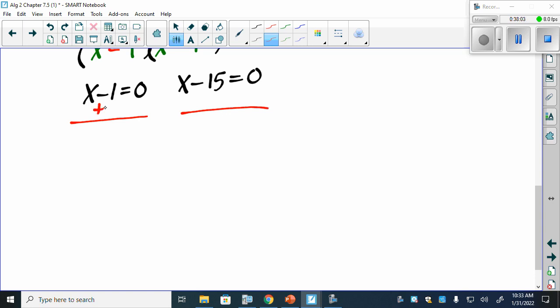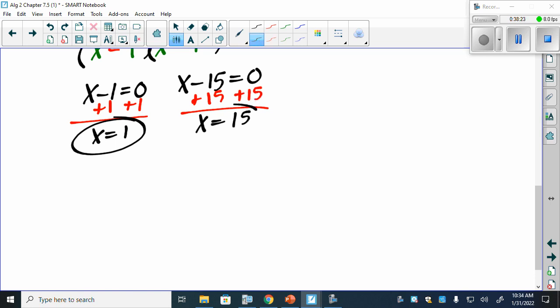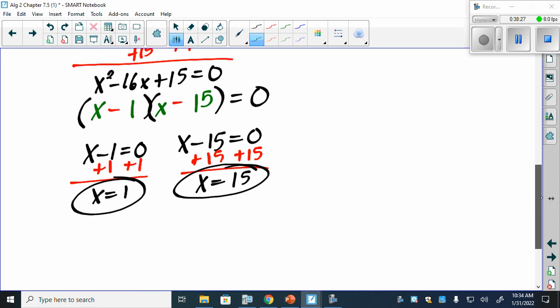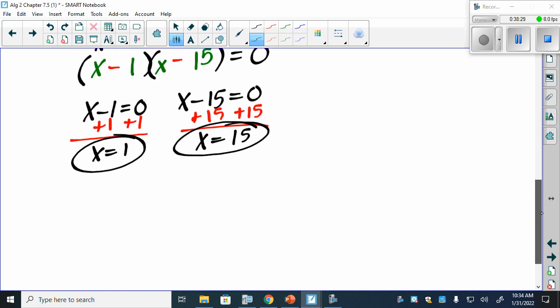So x minus 1 is equal to 0. Well, the first thing we'll do is add 1, telling us x is equal to 1. And that's it. So one of the values for x is 1. Then x minus 15 equals 0. Well, here we can add 15 to both sides, telling us x is equal to 15. And we get these two here.